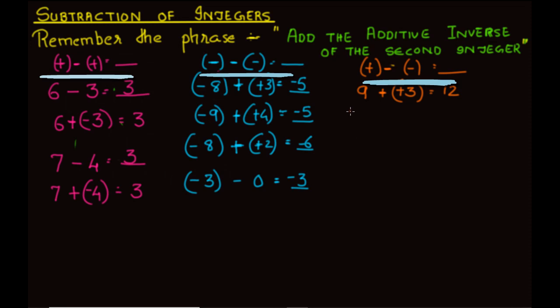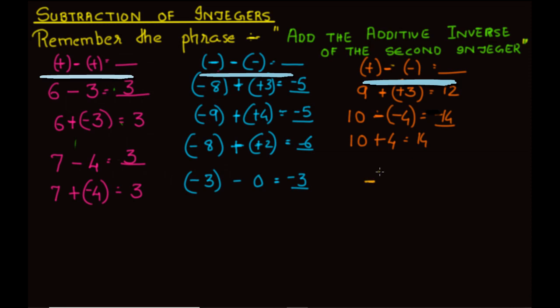Let's take another one, 10 subtracted by negative 4. So the first digit remains the same as I told you. Add, that minus becomes plus, add the additive inverse. The second integer is negative 4, so the additive inverse of negative 4 is positive 4 and we get a 14. So 10 subtracted by negative 4, we get 14. Cool? Now let's check the other way around.